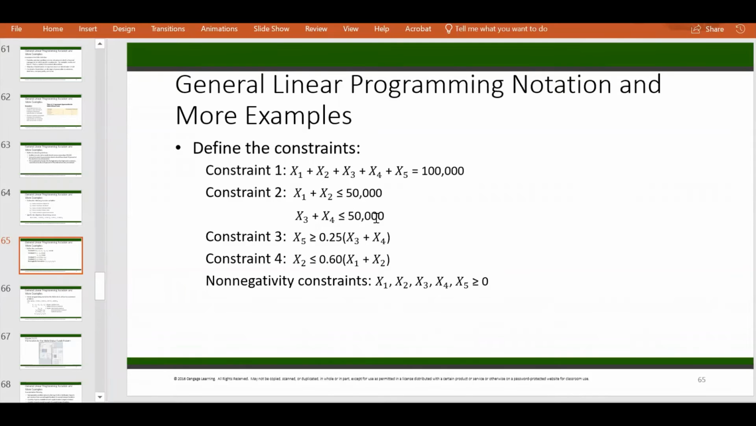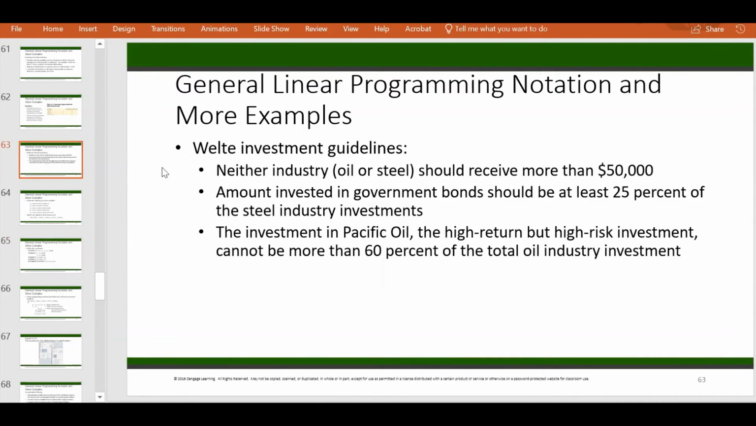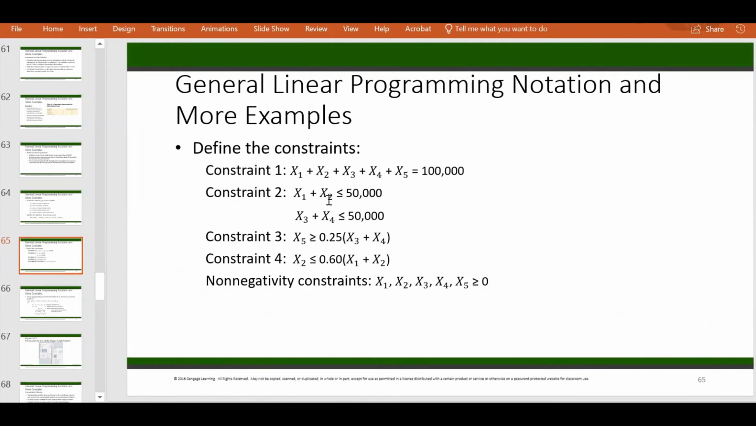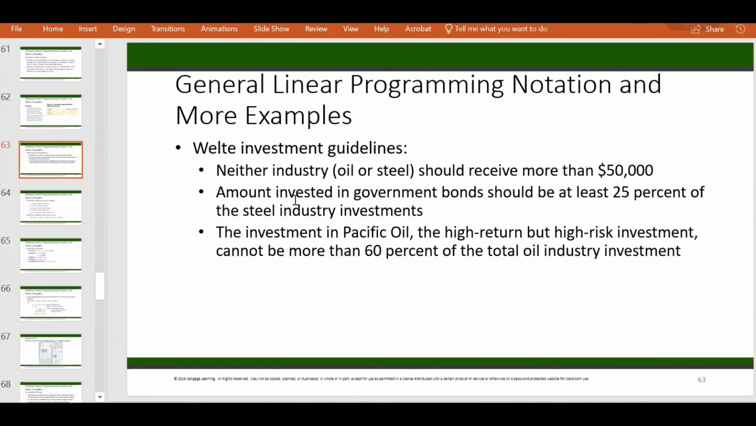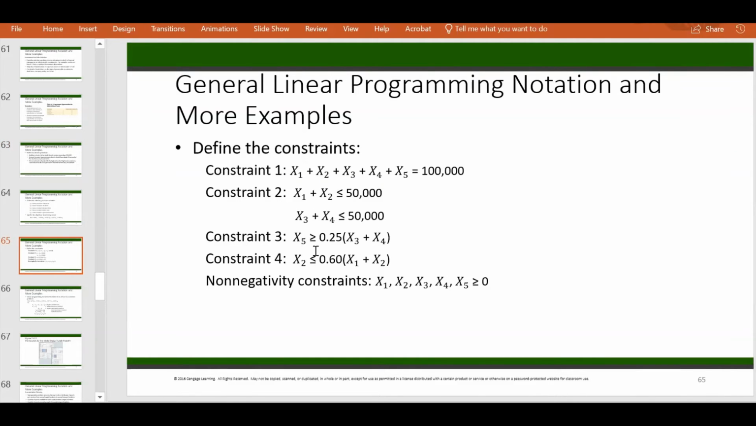Next, let me just quickly go back here. The first one: neither industry should receive more than 50,000. So the total money that you're putting on oil, and the total money that you're putting on steel, should be less than or equal to 50,000. So that's constraint two. The third constraint: amount invested in government bonds should be at least 25% of the steel industry. So government bond was X5, and that should be at least 25% of steel. Steel is X3 plus X4, and X5 should be greater than or equal to 25% of the collective money spent on the steel industry.